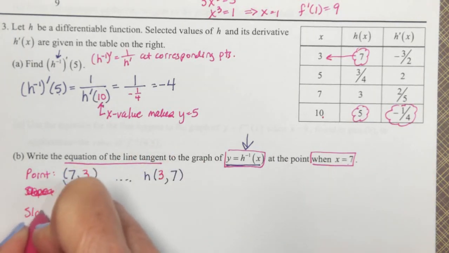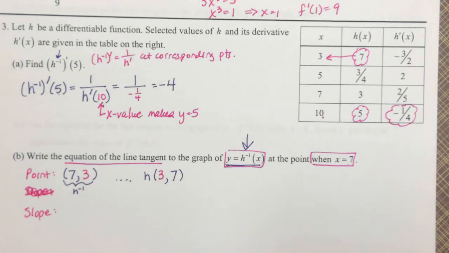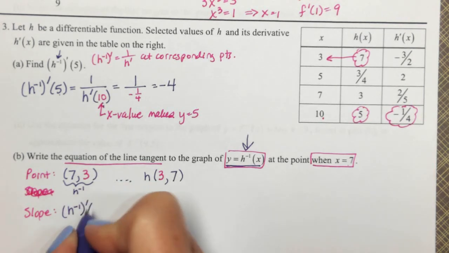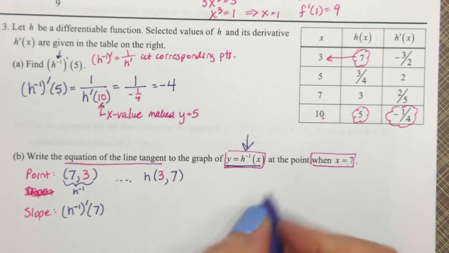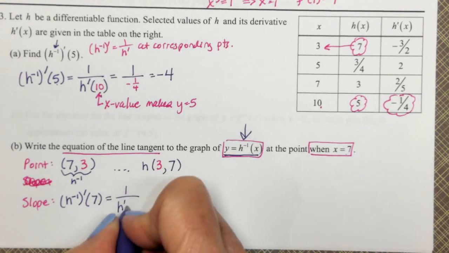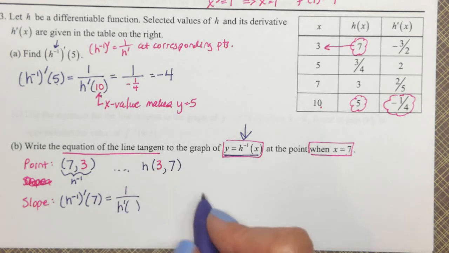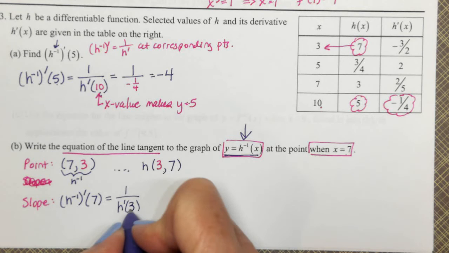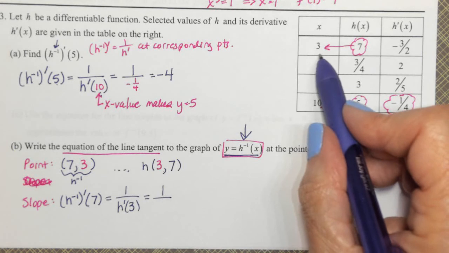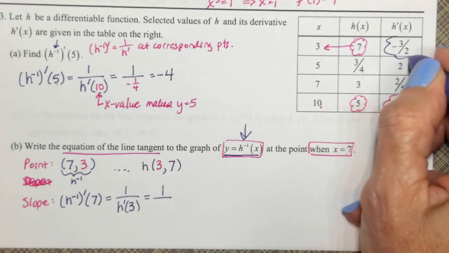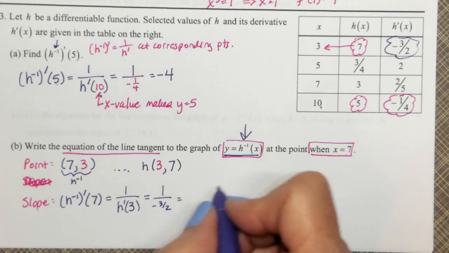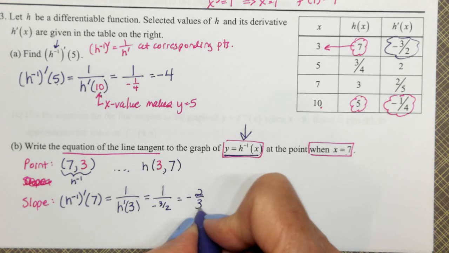Made that a little close. Let me scooch it down for the slope. The slope is the derivative of H inverse at its x value of 7. Well, I know that that's 1 over H prime at its x value, and now I know what its x value is. Its x value is 3. And so we get 1 over H prime of 3. We can go to our graph and get H prime of 3, negative 3 halves. And when you take the reciprocal of negative 3 halves, you get negative 2/3.